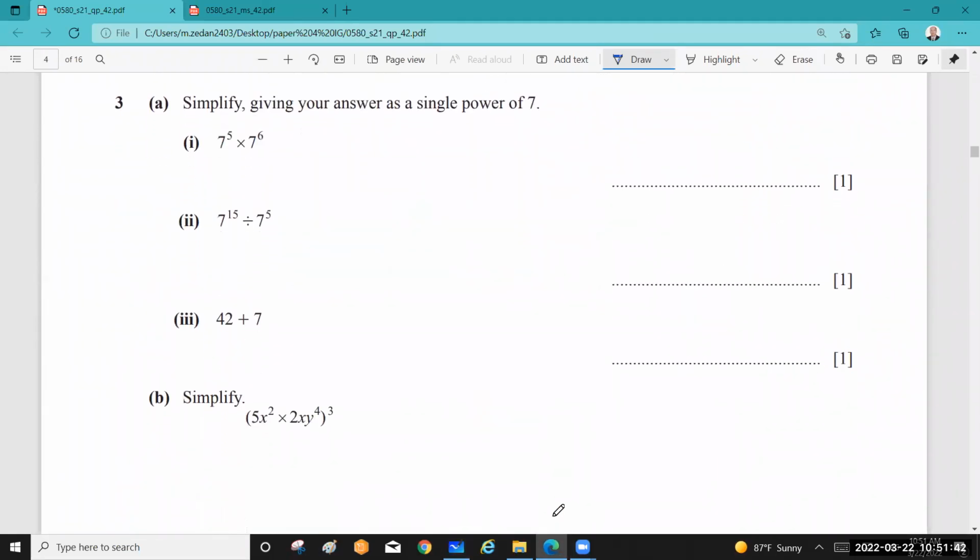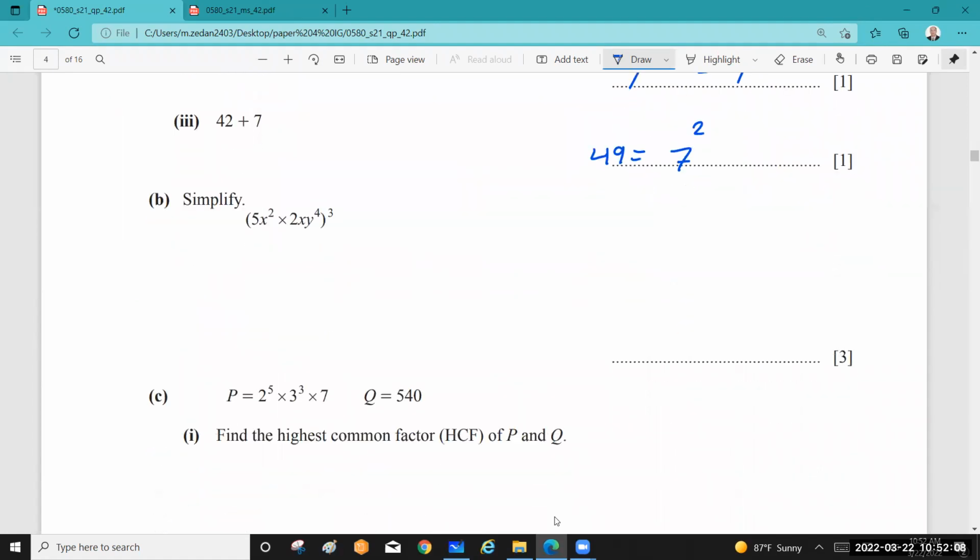Question number 3, some algebra and something very easy. The first one is 7 to the power of 11. In dividing, you just subtract the powers. 7 to the 15 minus 5 gives you 7 power 10. And 42. The question in all this, I want a single power of 7, the answer. So 42 plus 7 is 49. And the 49, when you factor it, you will find that 7 times 7, which is 7 squared.